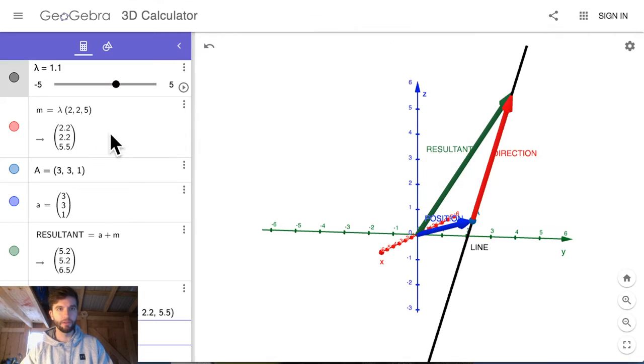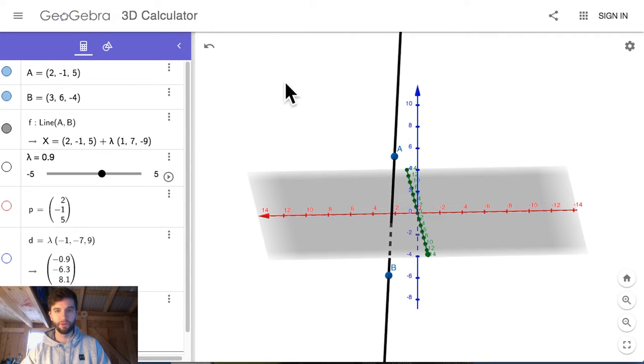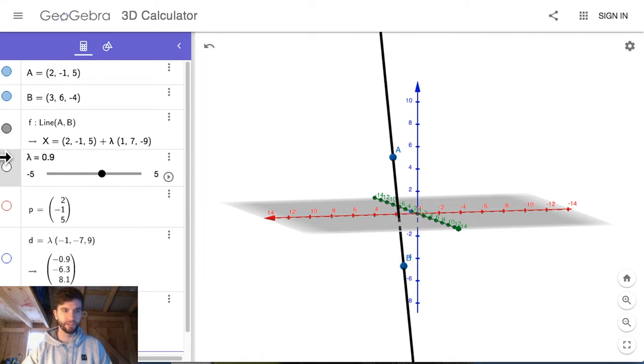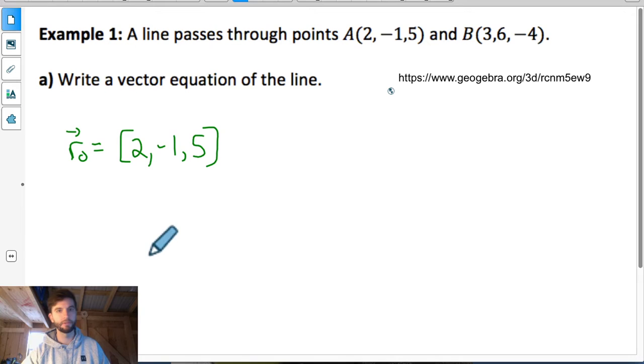So here's what the line looks like. This is the line. We know 2 points on the line. If we want the equation of that line, we have to start by picking one of those points to get our position vector to point to. I'm going to get it to point to point A, so we'll make our position vector, we call r0, equal to the vector (2, -1, 5). And now we need a direction vector. We need a vector that's parallel to the line.